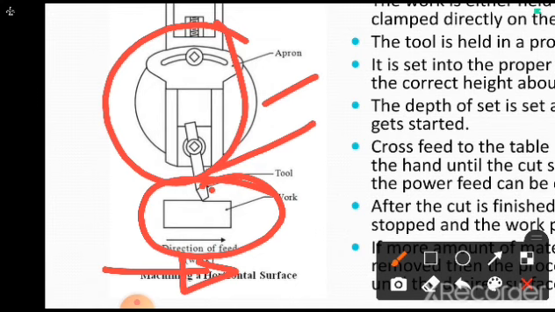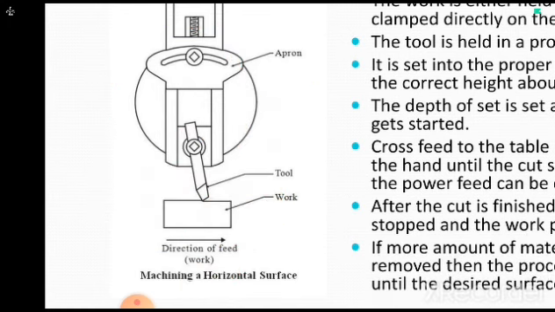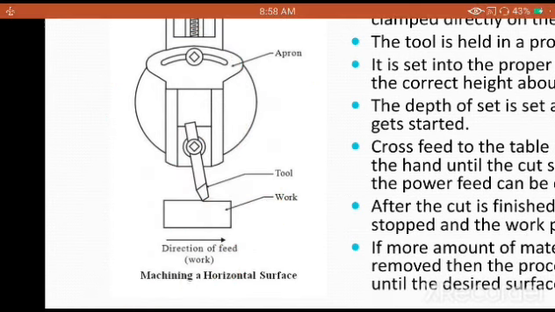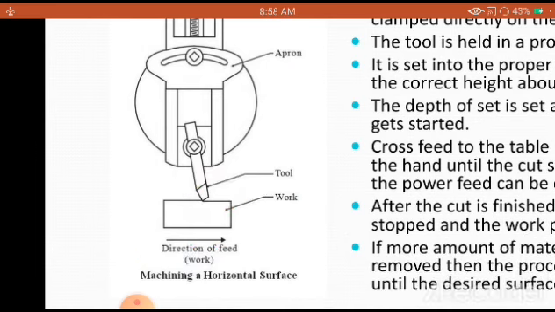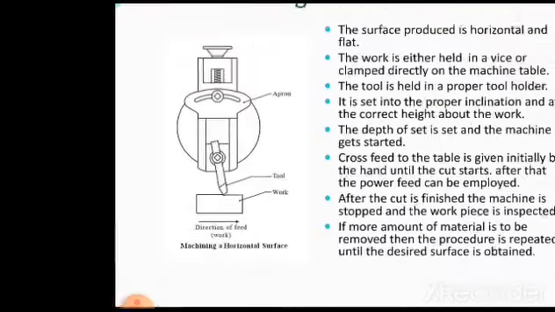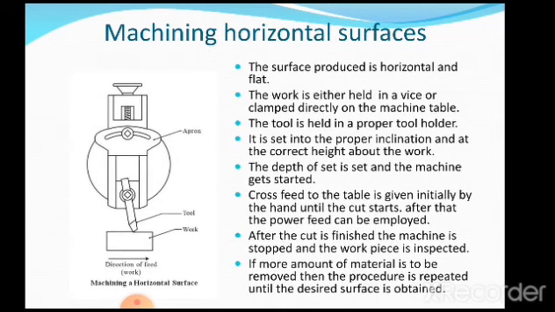So what is the meaning of that? At the beginning the tool will be here somewhere, then the tool will be on this side, and the feed is given in this direction. As the feed is given, try to understand once again. The tool will be at the beginning at this portion, the feed is given, and the cutting will take place exactly perpendicular to this surface. Now let us read it clearly. The surface produced is horizontal and flat.